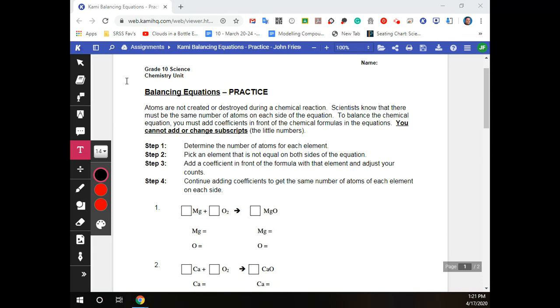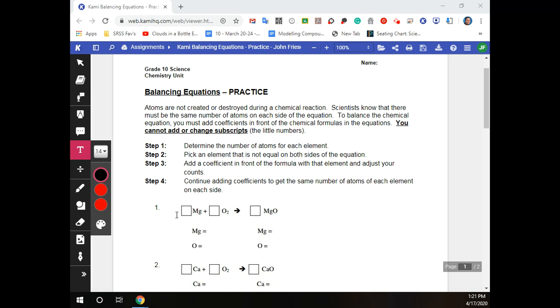Therefore, we have the same amount of mass on one side that we have on the other side of an equation. Scientists know that there must be the same number of atoms on each side of the equation. To balance the chemical equation, you must add coefficients in front of the chemical formula in the equation. You cannot add or change subscripts.